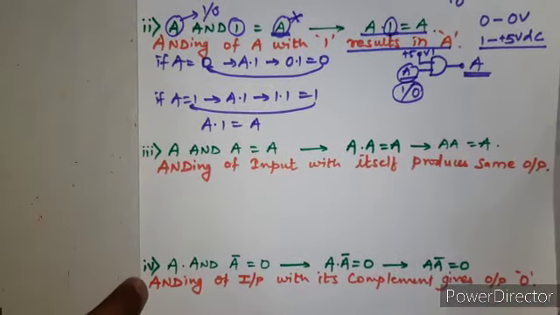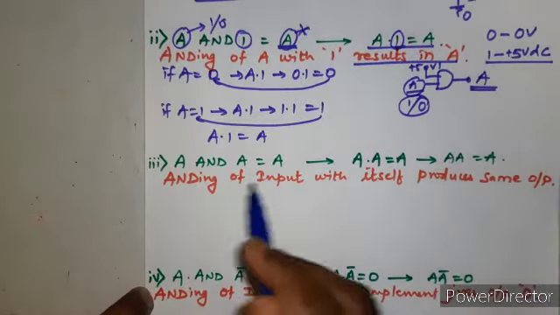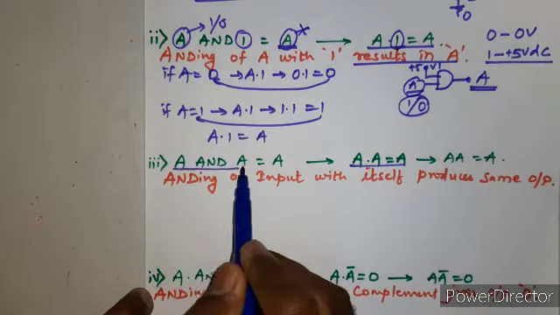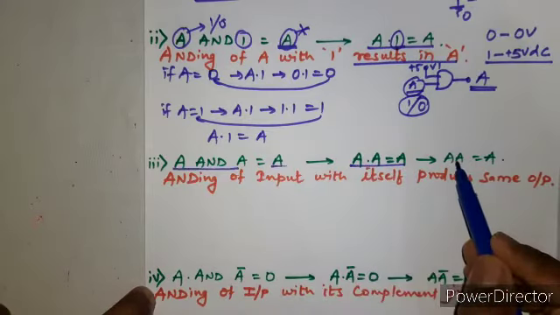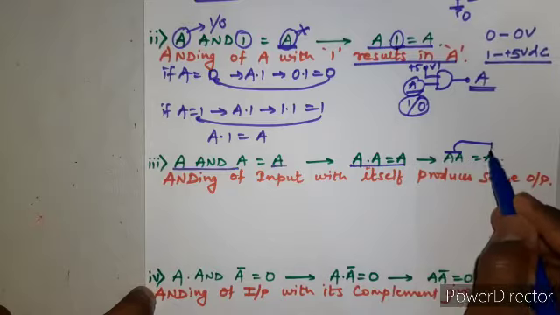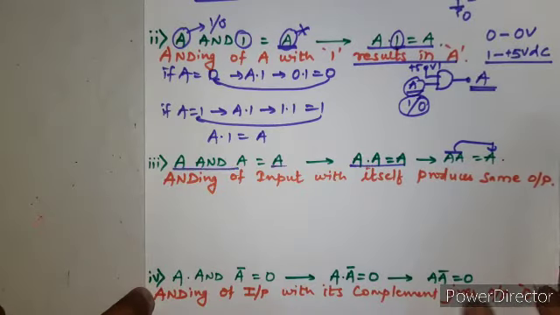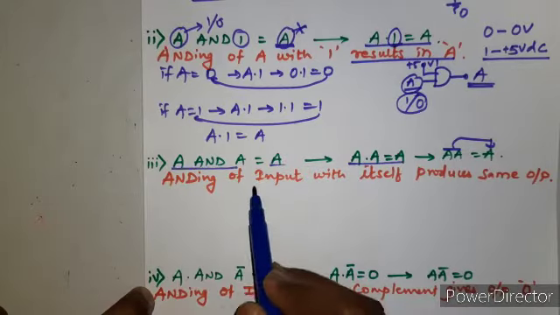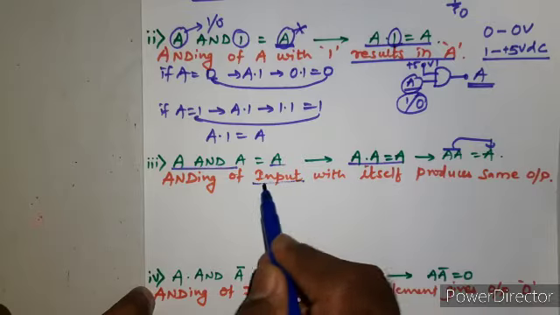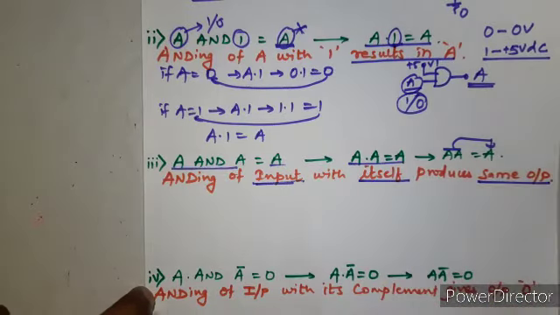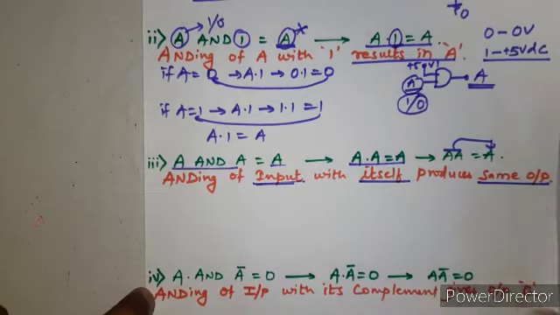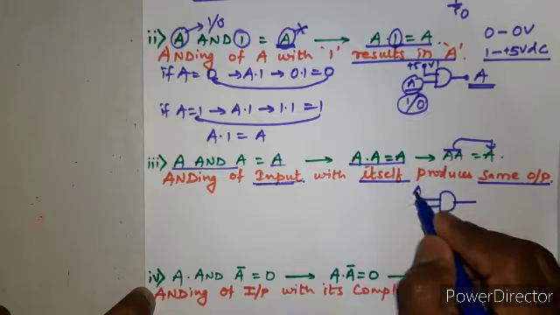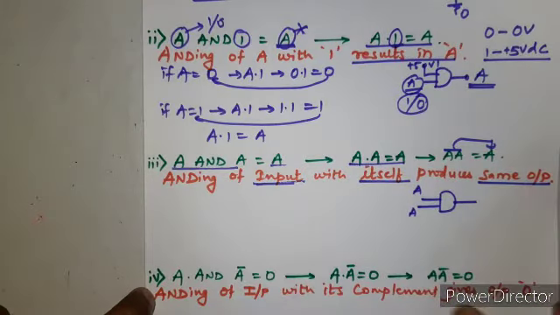In the third ANDing law, you can see that this is between two similar variables, A and A, equal to A. A dot A, or AA, is A. So out of these two we can have only one as the output. Statement-wise, ANDing of an input with itself produces the same output. So let us see, now we can have this value. This is also A and this is also A.